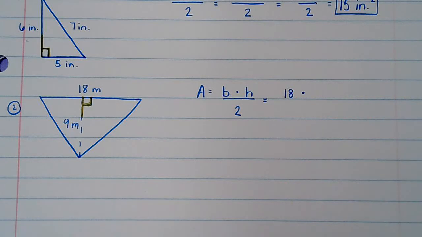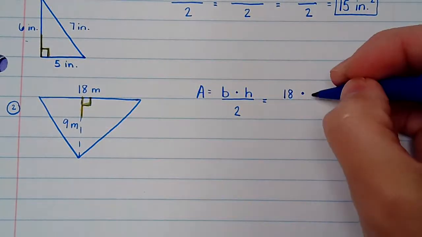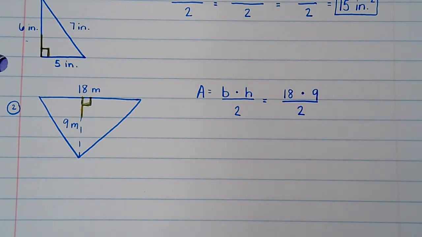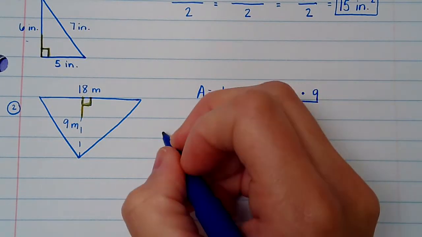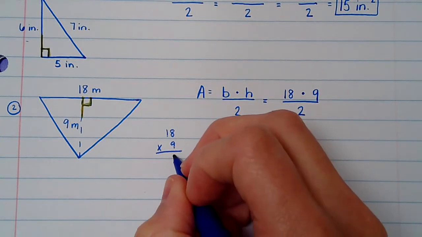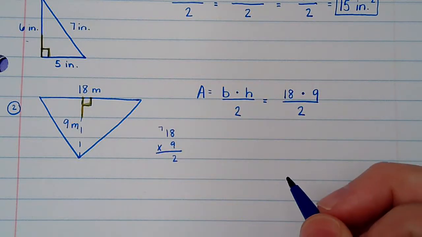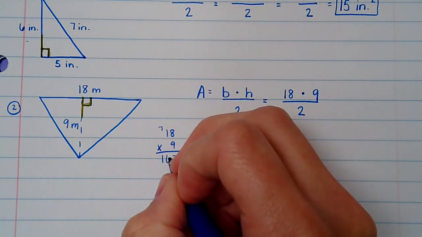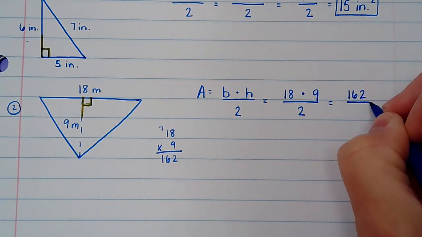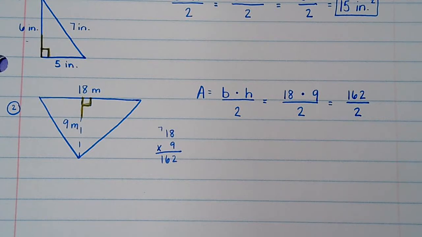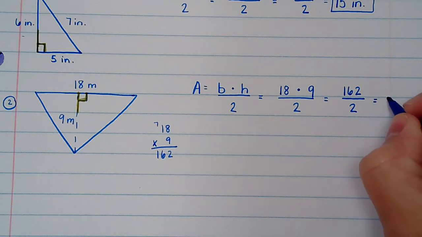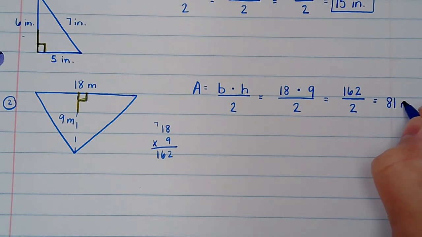times, well, what's the height of my chair? The back of my chair is 9. And we're going to divide it by 2. Okay. Got to do what's on top first. So if I do 18 times 9, 9 times 8 is 72. 7 plus 9 is 16. So I get 162. But don't forget, and a lot of people do, you have to do that last step, which is divide by 2. Okay? So if you take 162 and divide it by 2, you get 81 meters squared.